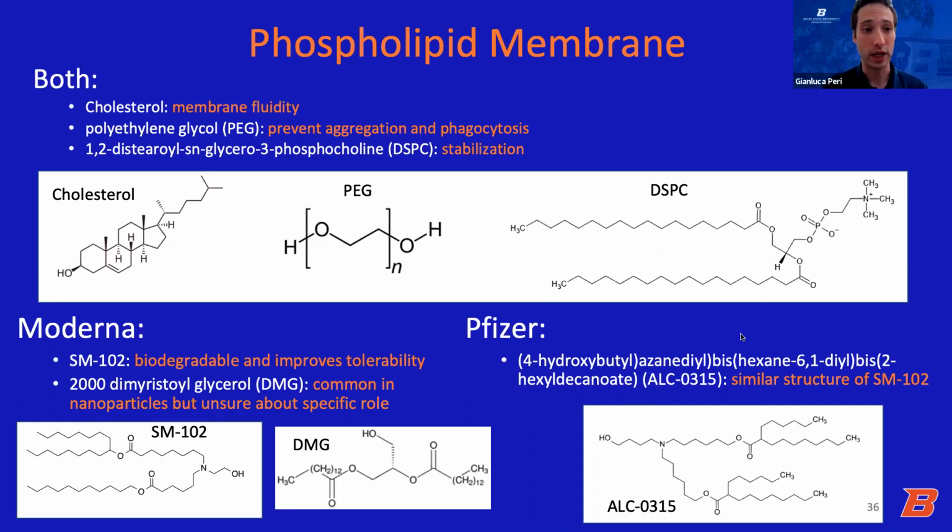It makes sure that these nanoparticles remain intact. They're not affected by temperature shifts. So it's really important. We also have PEG, which is in two different forms for the two vaccines, but still basically the same component. It does prevent these nanoparticles from aggregating and also from being destroyed by your immune system before the vaccine is actually delivered inside your cell. And also we have DSPC.